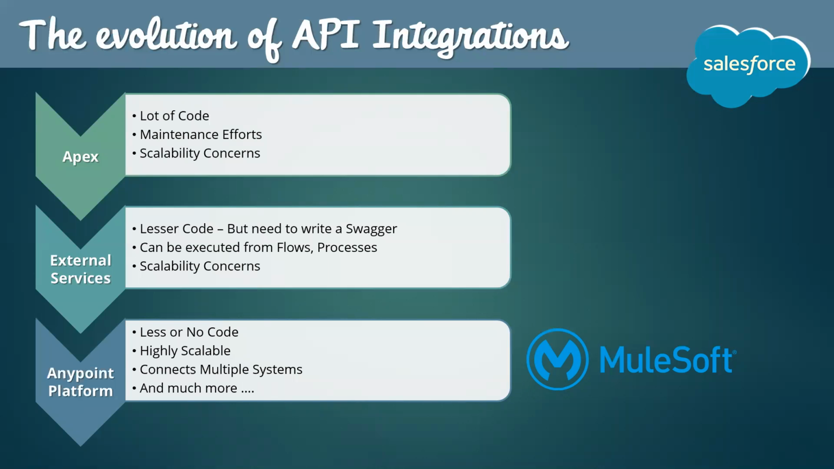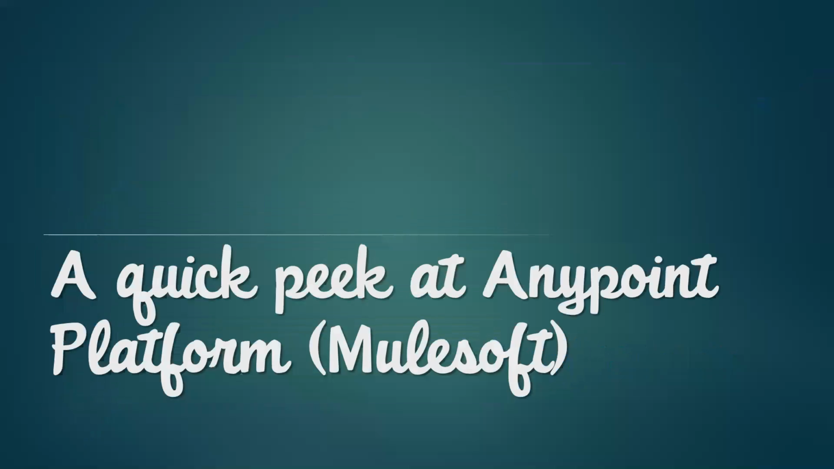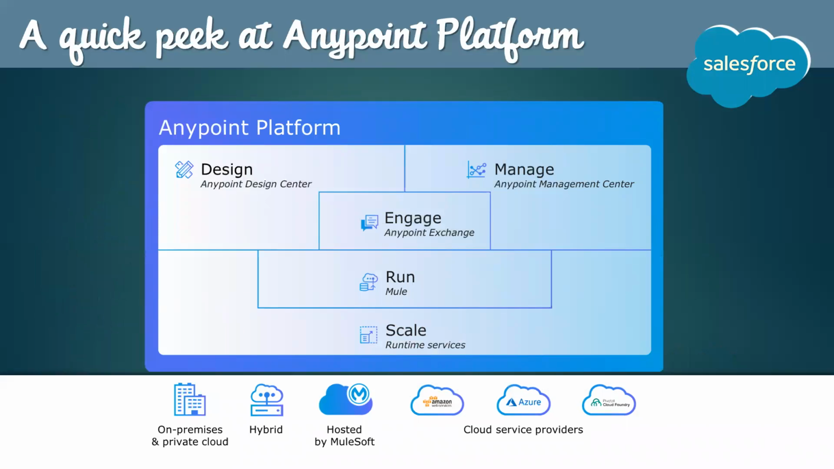So now let's take a quick look at what Anypoint platform comprises of. A quick peek at Anypoint platform. So these are the fundamental components of the Anypoint platform. You have the Anypoint Design Center, then the Anypoint Management Center, and the Anypoint Exchange on the surface. Then under the hood, we have the core platform, which makes all these integrations possible, and it is called Mule and runtime services.